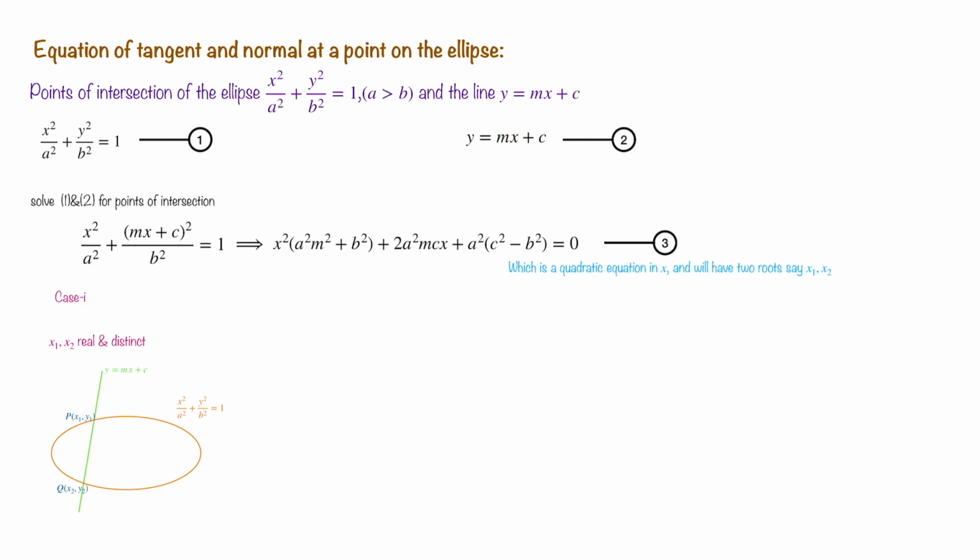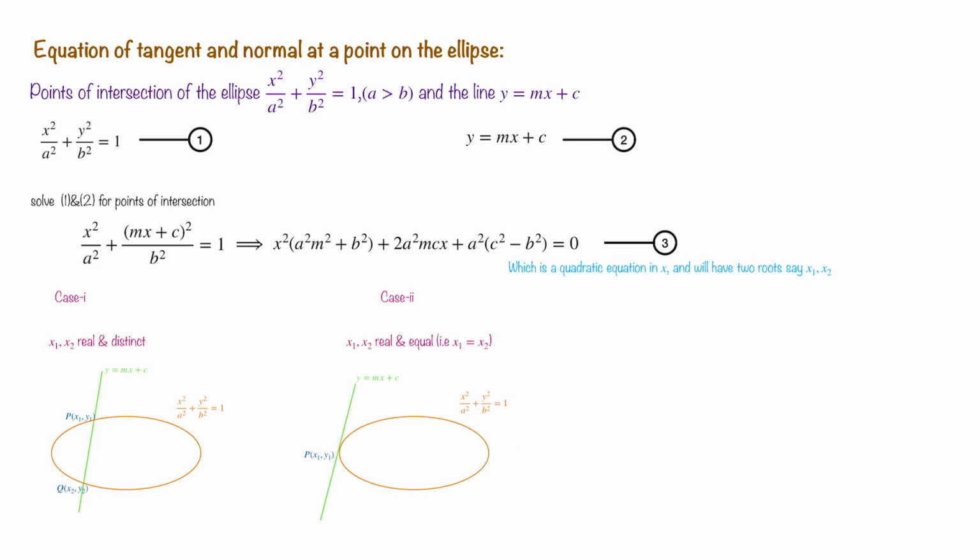In this case, the line y equal to mx plus c cuts the ellipse at 2 points, (x1, y1) and (x2, y2). Okay, next, case 2, when we have real and equal roots. If x1, x2 are real and equal, that means we have only one root, let us say x1, then we can get the corresponding y1 from 2, that will be mx1 plus c. So in this case, we will have only 1 point of intersection, that is (x1, y1). Here the line will be just touching the ellipse at the point (x1, y1).